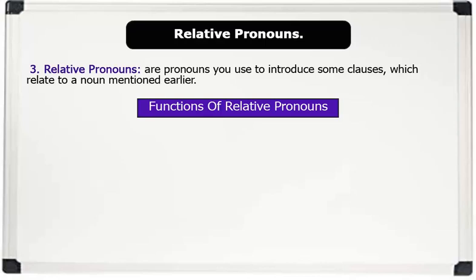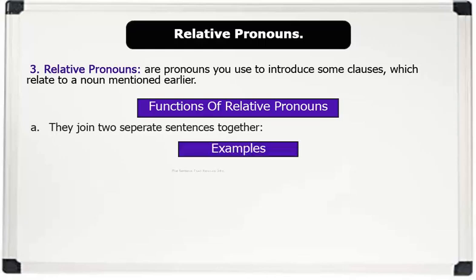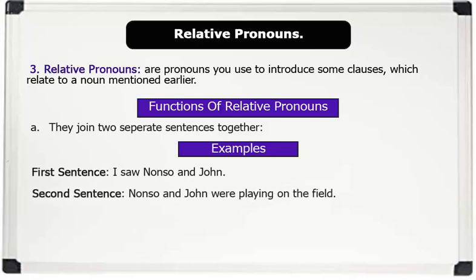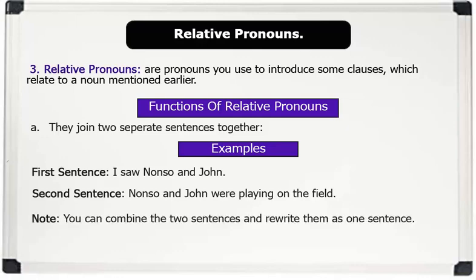Functions of the relative pronouns. 1. They join two separate sentences together. Examples: first sentence, I saw Nonso and John. Second sentence, Nonso and John were playing on the field. Note: you can combine the two sentences and rewrite them as one sentence. The new sentence becomes: I saw Nonso and John who were playing on the field.